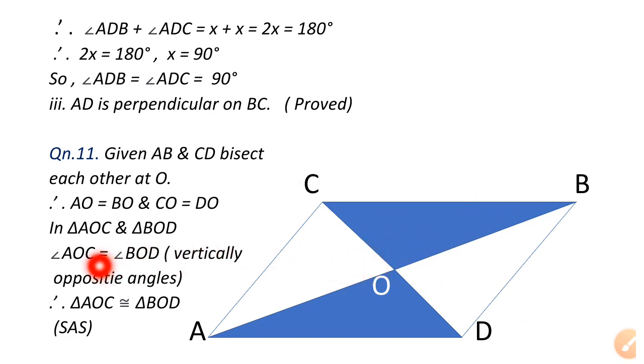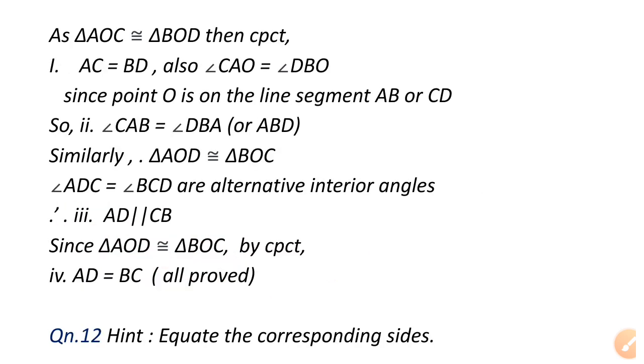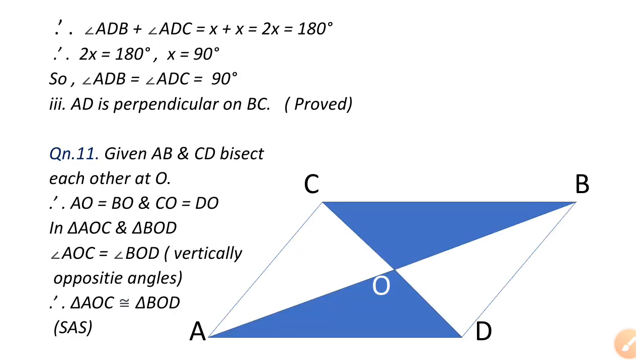Now, whatever we have to prove, we have to prove that AC equal to BD. This is the first bit that we have to prove. So if we want to prove this AC and this BD equal, then we have to prove this white triangle and this white triangle congruent.